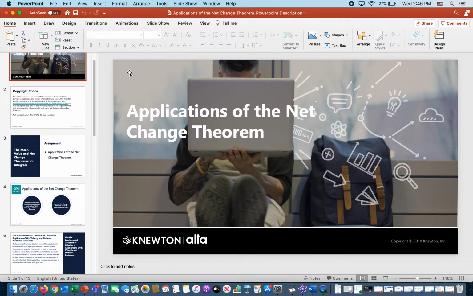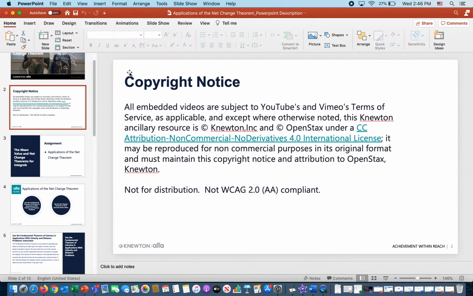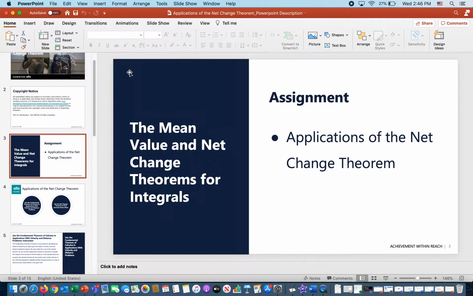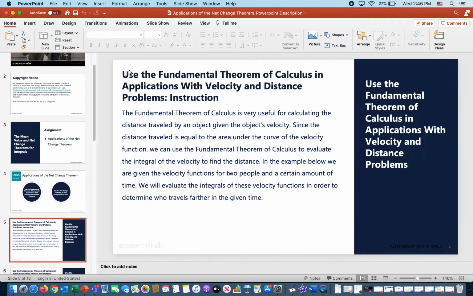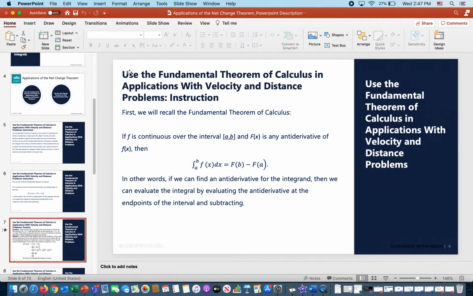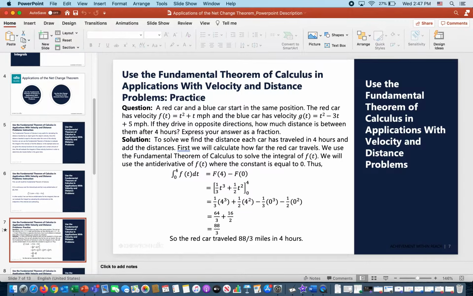So taking a look at some of the applications that we might come across where we can use the net change theorem, we find quite a few. I mean, there's a lot of things that we can do with this net change theorem, and we'll jump into a couple of these right off the bat. So let's just take a look at this first example.